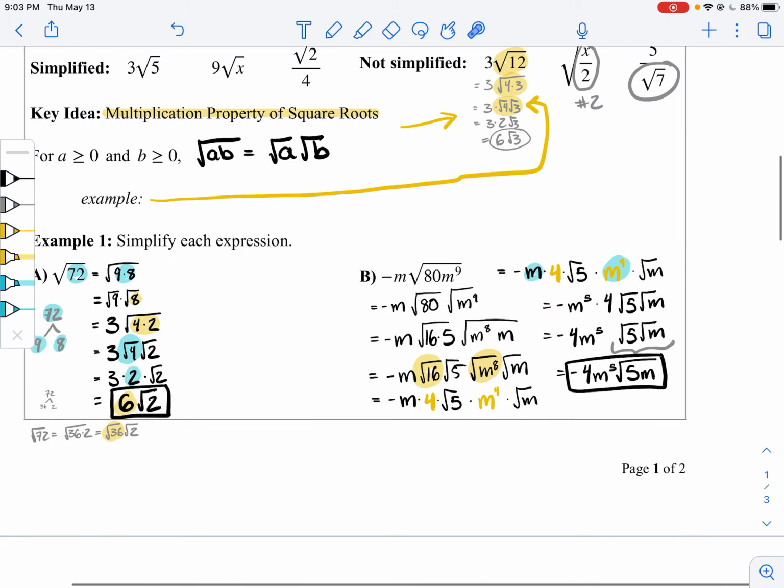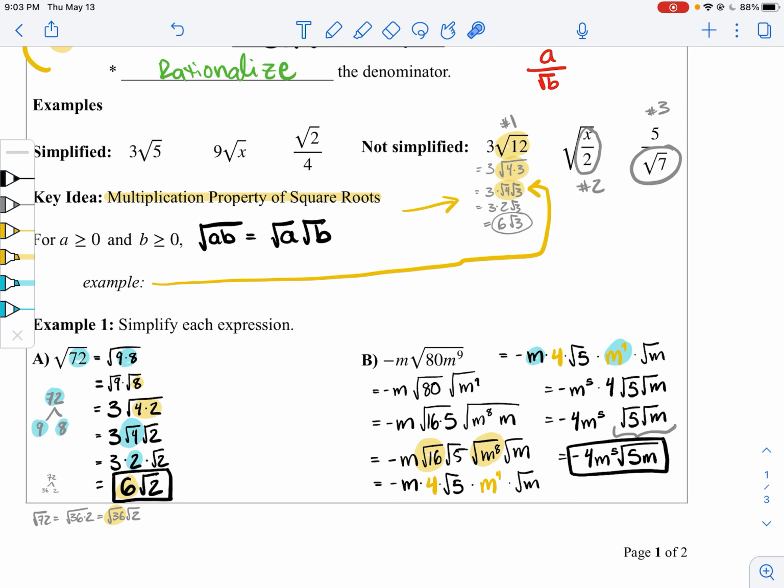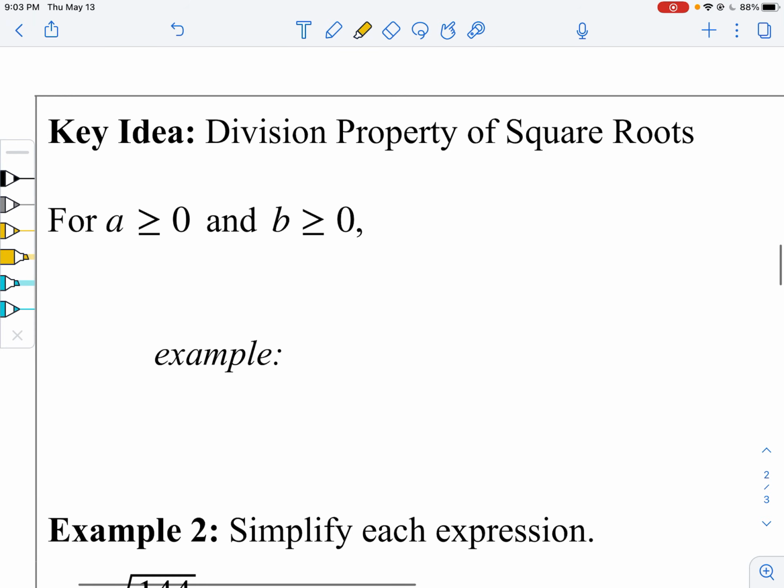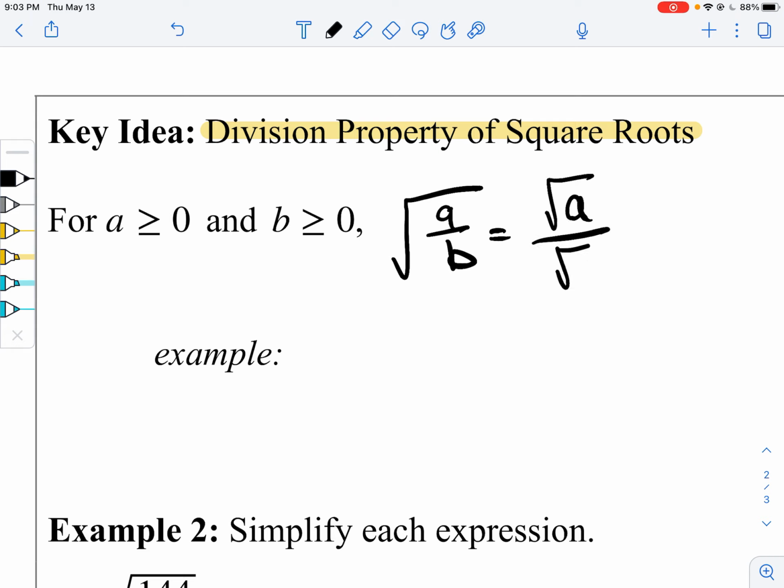So that's multiplication, but what happens when we have fractions? Well, I'll tell you. We use the division property of square roots, which says that if you have the square root of a fraction, it works exactly as you would want it to. It's the fraction of their square roots. Oh, how precious is that?